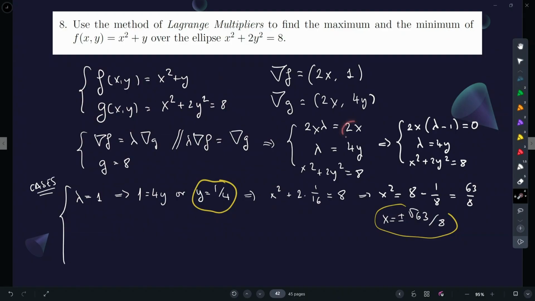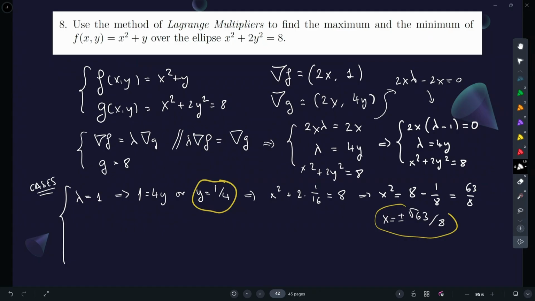I took this to the other side, so I would get 2x lambda minus 2x equals 0, and then take a common factor of 2x. So I get 2x times lambda minus 1. So in between here and here, I did 2x lambda minus 2x equals 0, and then took a common factor of 2x. Sounds good? So that gives me 2 points.